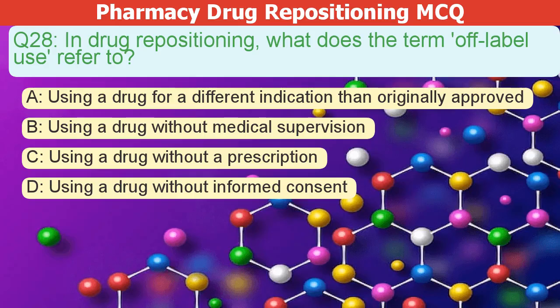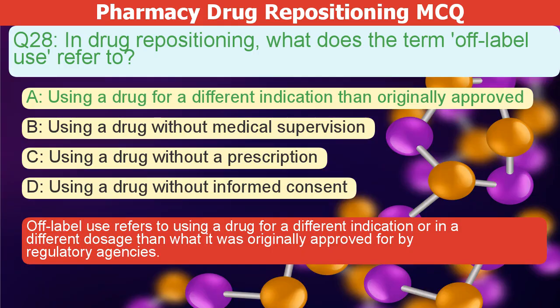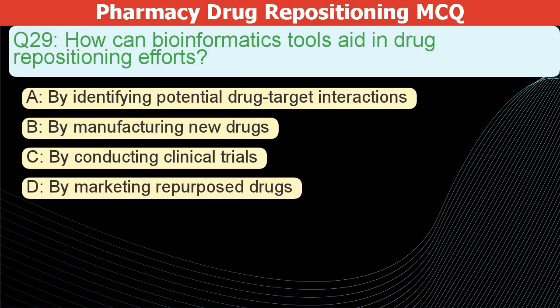In drug repositioning, what does the term off-label use refer to? A. Using a drug for a different indication than originally approved. B. Using a drug without medical supervision. C. Using a drug without a prescription. D. Using a drug without informed consent. The correct answer is A. Off-label use means using a drug for something other than what it was approved for, or using a different dose than approved.